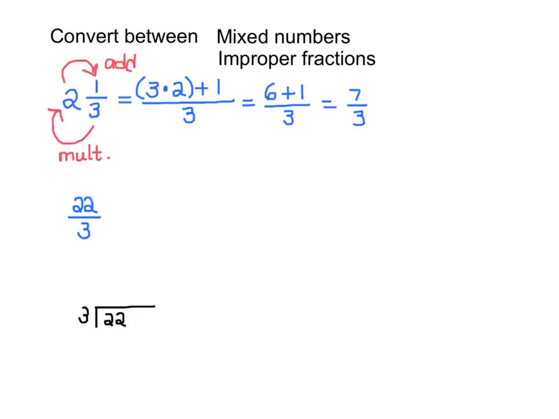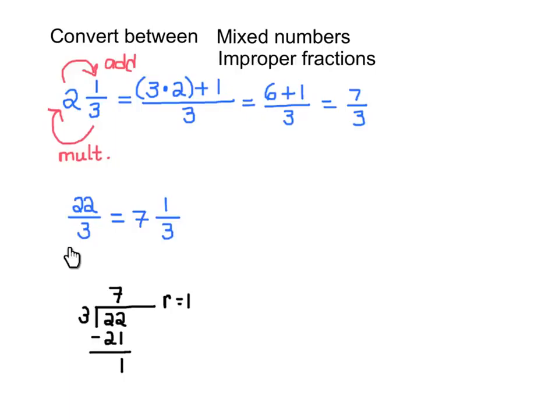Well, I know that 3 goes into 22 7 times. 7 times 3 is 21. And 22 minus 21 is 1, so I have a remainder of 1. So 22 over 3 is equal to 7. This is our 7. Put that 7 in, and our remainder of 1 over 3.